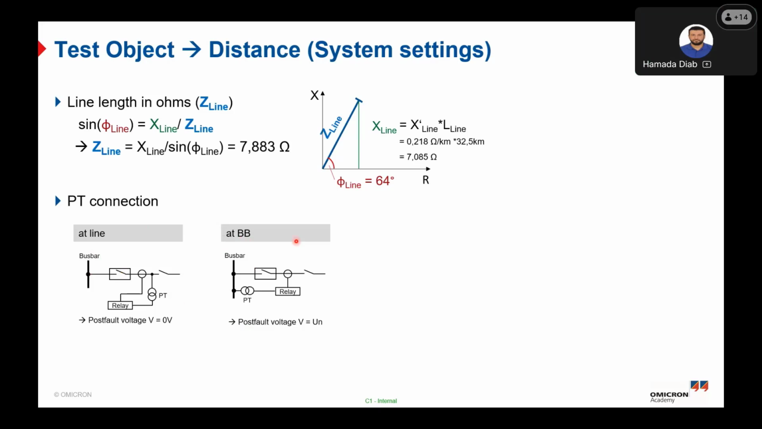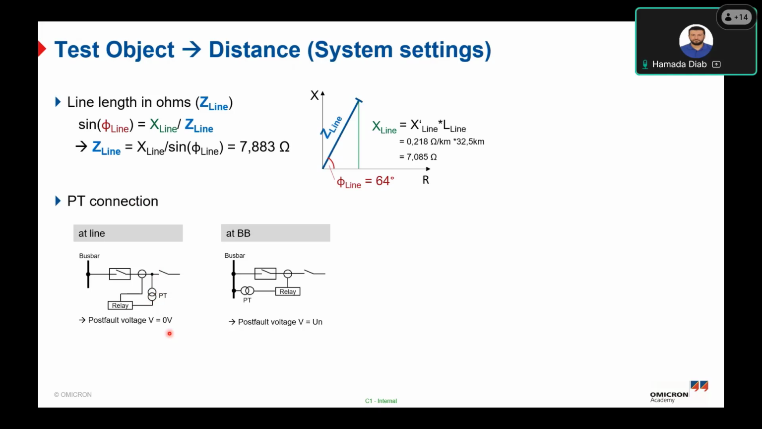The main difference here is if the voltage connection is connected at the line, so if you have any post-fault stage, the CMC will not simulate any post-fault voltage because the circuit breaker is tripped and there is no meaning to inject any voltage in the post-fault stage. Okay, so it makes sense to interrupt the post-fault voltage by the CMC.